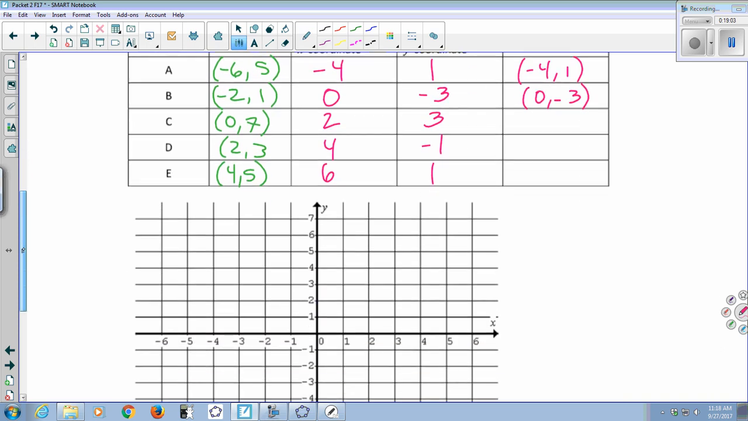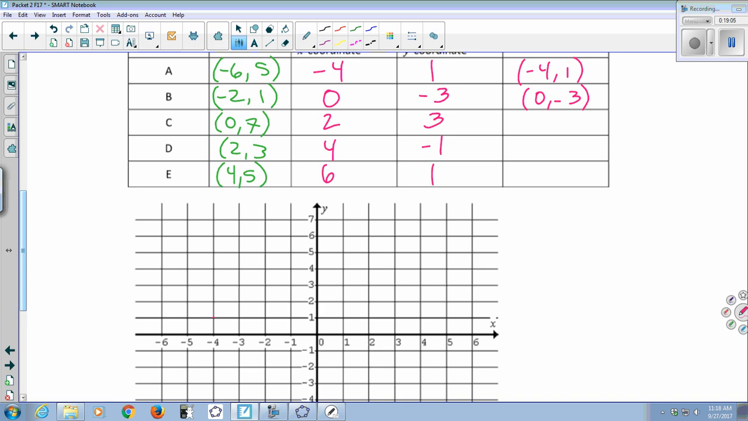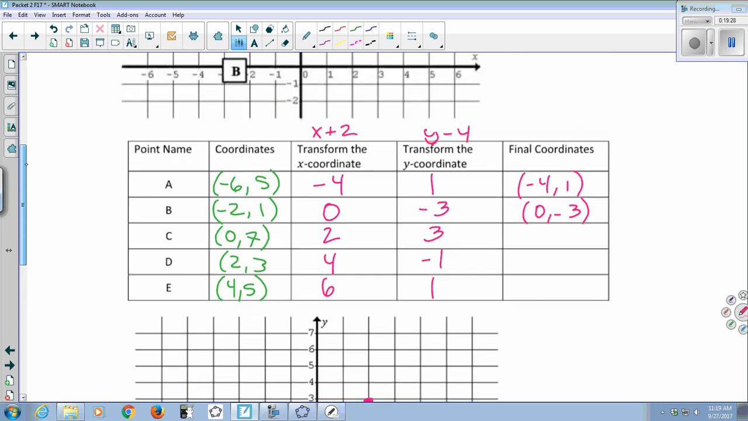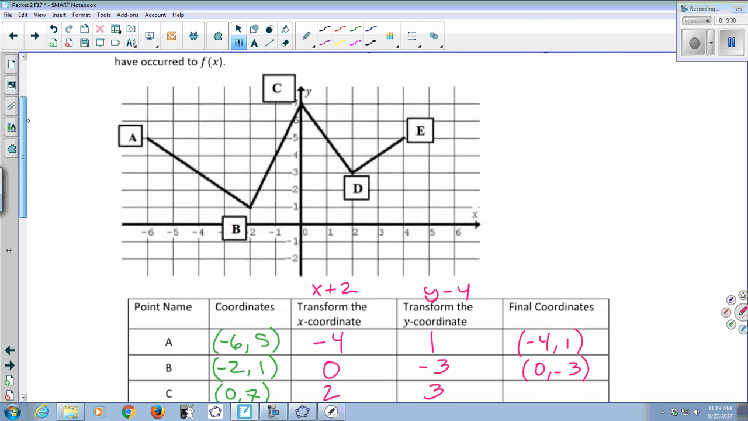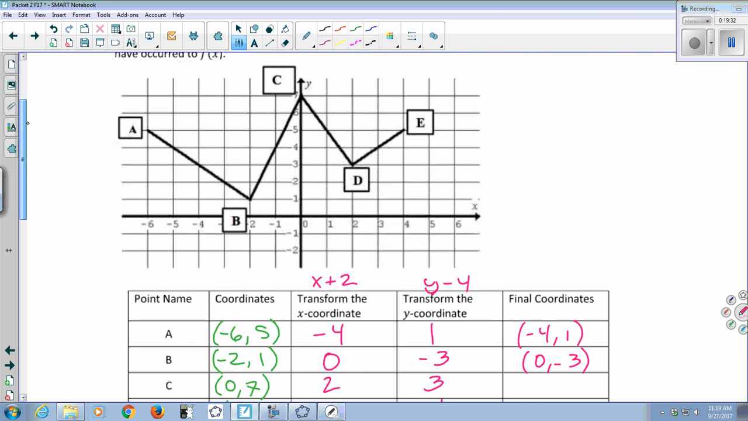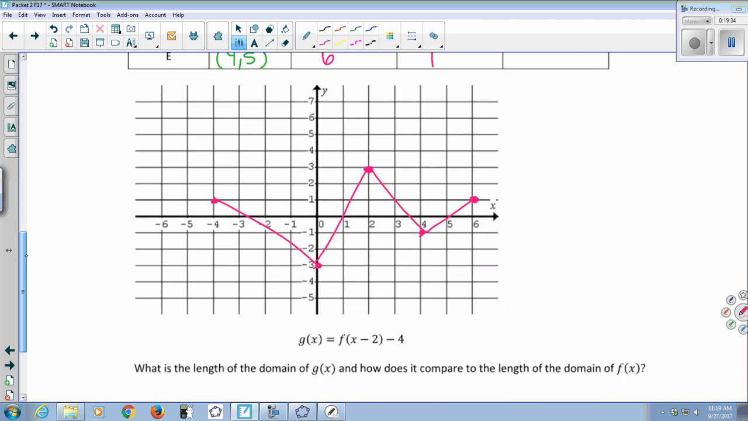Plot all those points on my new graph here. -4, 1. 0, -3. 2, 3. 4, -1. And 6, 1. Connect them. And you get the W just like we had before, except it is shifted right 2 and down 4.